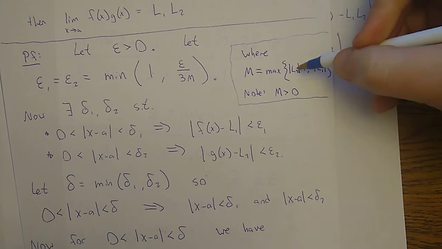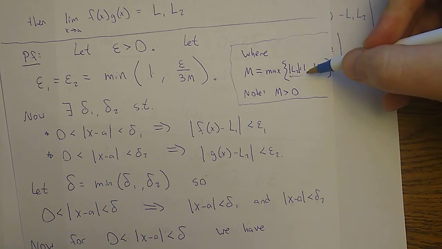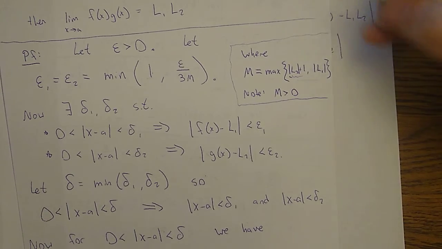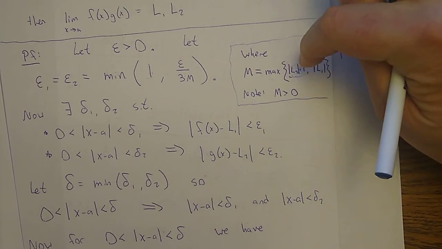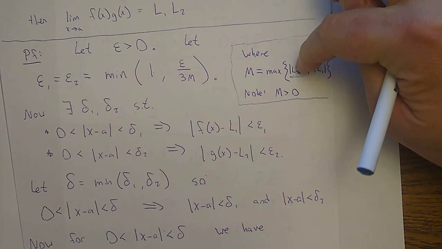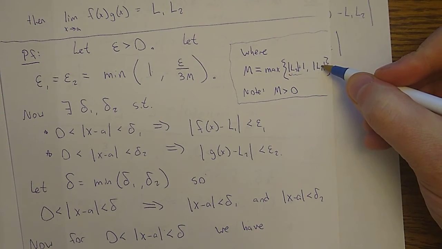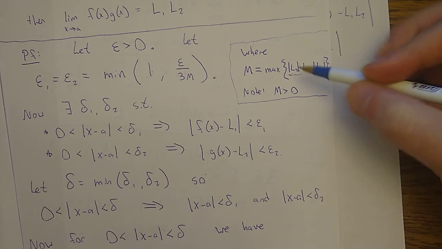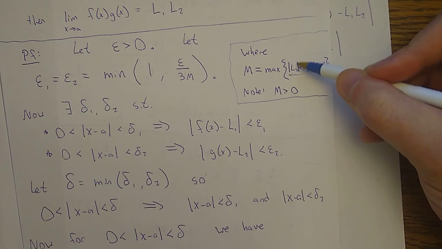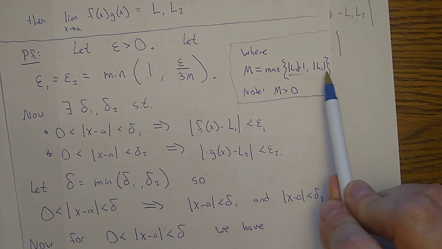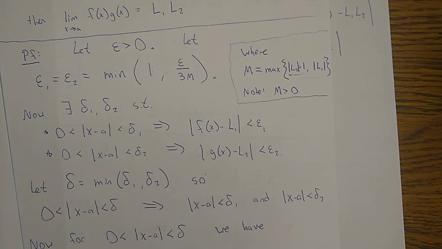M is a positive number. In particular, this is a positive number, right? Because if I take the absolute value of L2, that's at least 0. And then if I add 1, that's definitely strictly positive. And since I'm taking the max of a positive number and this other number, technically this other number might be 0. It doesn't have to be positive. But because I'm doing the max, it would always be positive, because there's definitely one positive number in here. So M is a positive number.